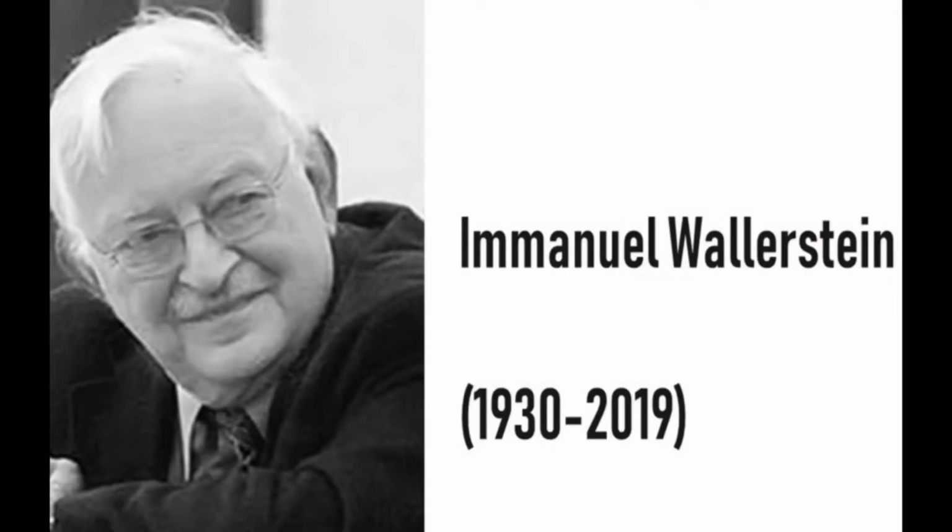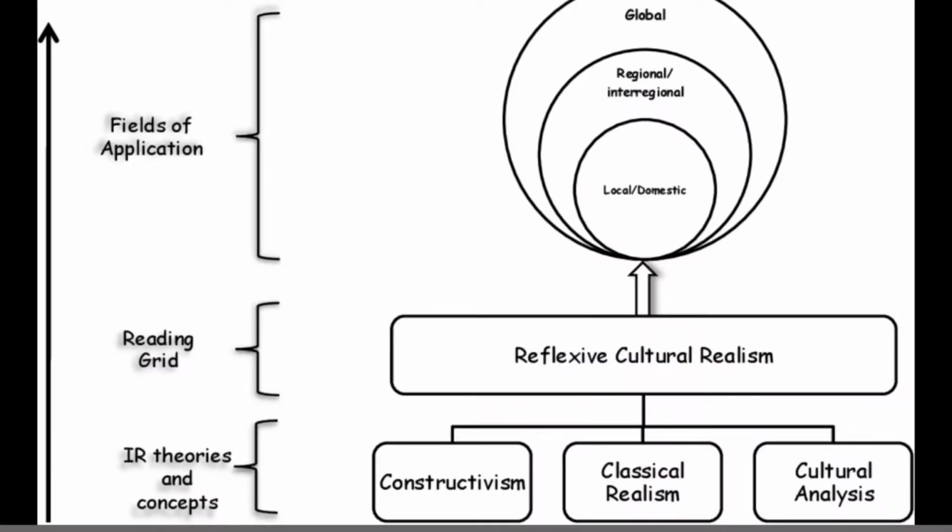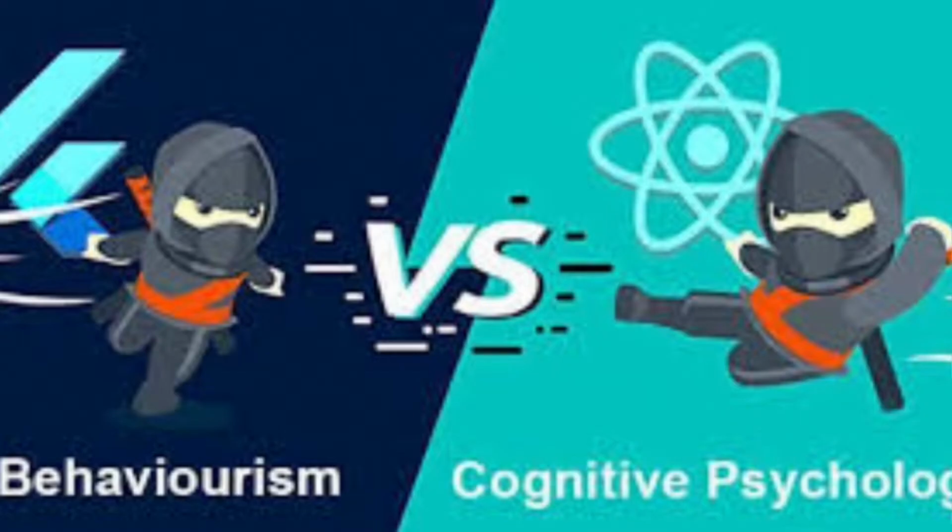Some other scholars also put forward the monogeneous system and the heterogeneous system, agricultural system and industrial system, plural, bipolar, and unipolar system. Behaviorism is also one branch of realism.